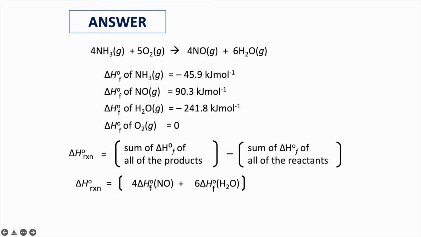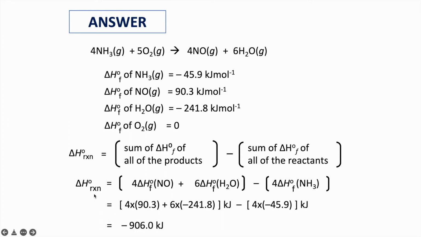So here 4 times the standard enthalpy change formation of NO and the standard enthalpy formation of H2O times 6, because here is 6 moles, for NO 4 moles, minus the sum of standard enthalpy formation of reactants, here 4 times NH3, and then 5 times 0 is 0, so you don't need to write down this oxygen because the standard enthalpy formation of oxygen is equal to 0. So just substitute these 3 values into this equation and you will get the standard enthalpy reaction equals negative 906.0 kilojoule. So this is the equation that you use when you have all the information of standard enthalpy formation for all reactants and all products.